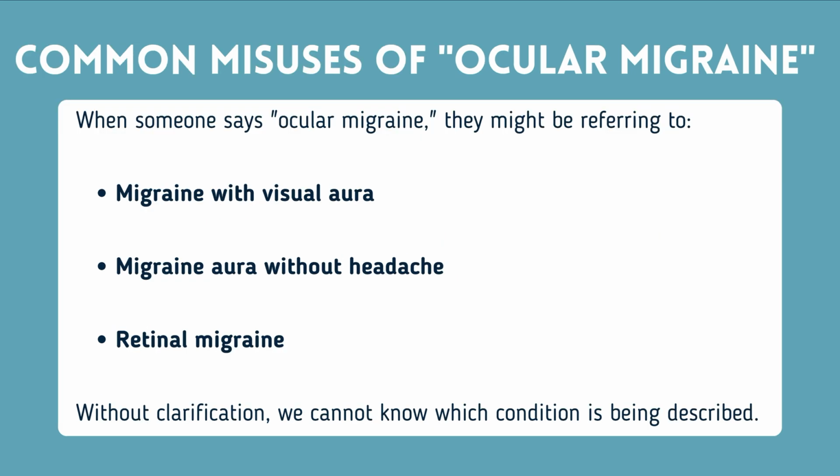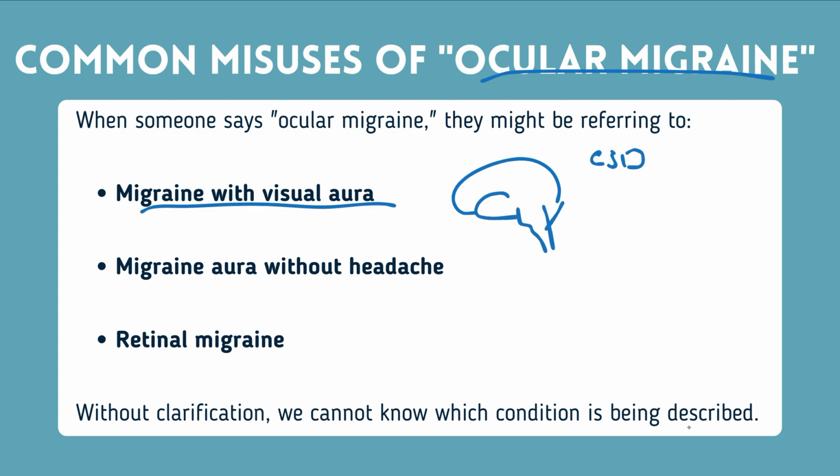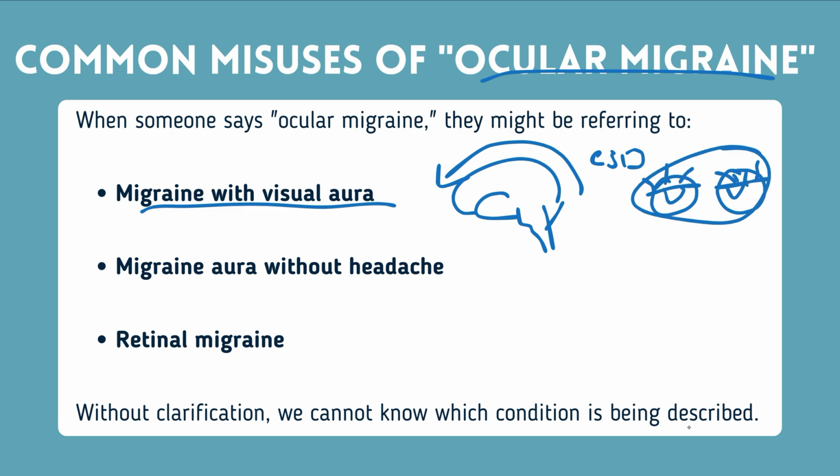So we already talked about this, but just to summarize it more concisely, when someone says ocular migraine, what do they actually mean? Well, they could mean migraine with visual aura, and this is specifically referring to a visual phenomenon affecting both eyes due to what we call cortical spreading depression. So we have cortical spreading depression, a wave of neuronal and glial depolarization causing migraine with visual aura in both eyes. I have a video on this if you want to learn more about it. It's actually a very interesting phenomenon associated with migraine with visual aura.